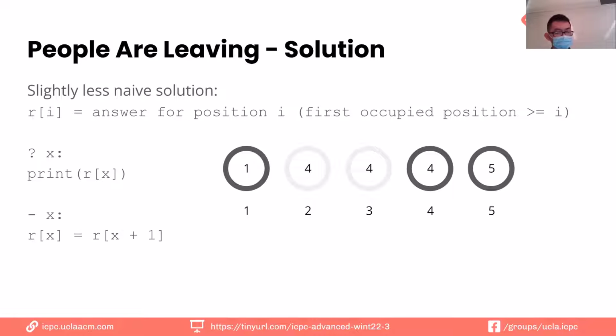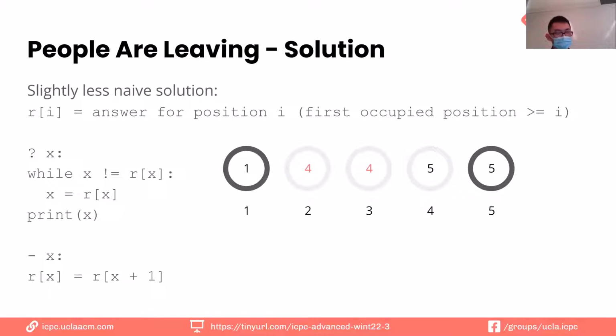So you might think that we can just do this: the answer for x after the person at position x leaves is the answer for x plus 1. But if the fourth person leaves right now, its answer gets updated to 5, which is correct, but the answers for positions 2 and 3 are not updated, and they remain the wrong number. So instead, for our query, we have to keep going to R of x until x is equal to R of x, which means that position is occupied. So even though this is slightly better, this solution is still O of n in the worst case. So we didn't really have any progress since our naive solution.